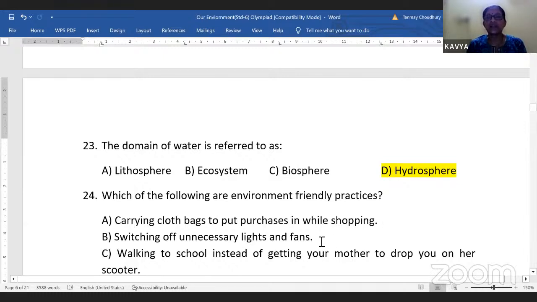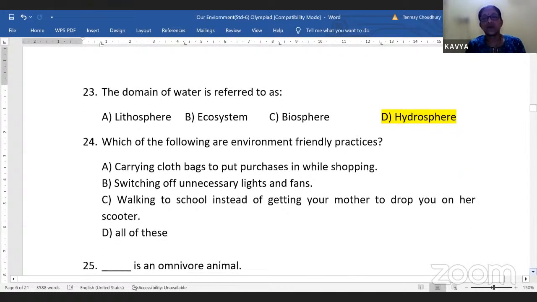Switching off unnecessary lights and fans. I'm sure all of you must be doing it at home also. You switch off the AC, the light, the fan once you leave the room, even at home or in the classroom in school. Walking to school instead of getting your mother to drop you on her scooter. Your mother or your dad drops you by car, bike, scooter, anywhere. Once the vehicle is out, it will emit a lot of smoke. This smoke adds to the pollution. It will release carbon dioxide, sulfur dioxide, and nitrogen dioxide.